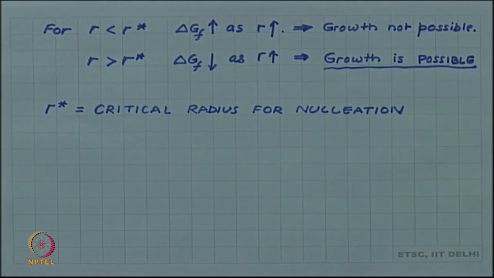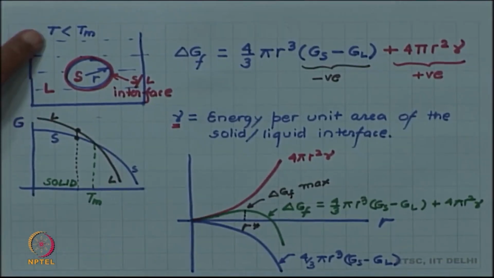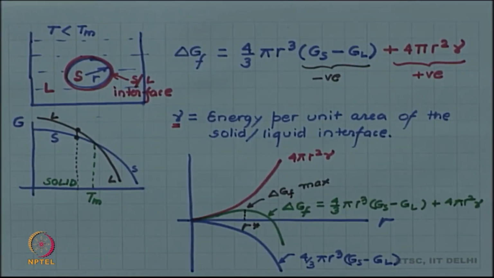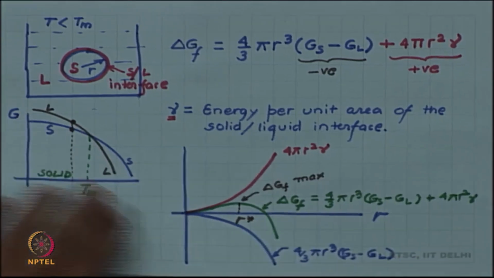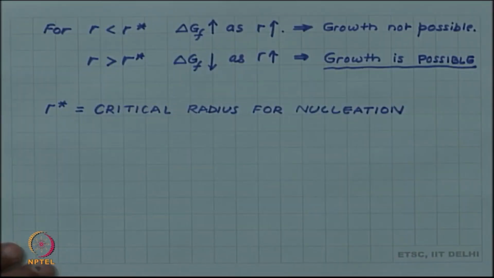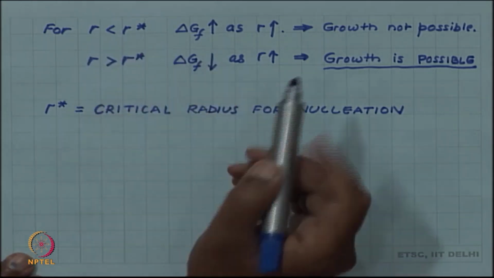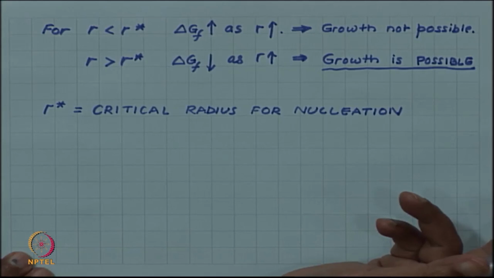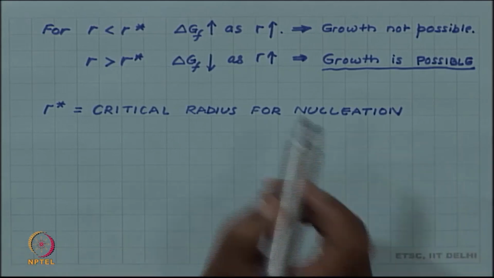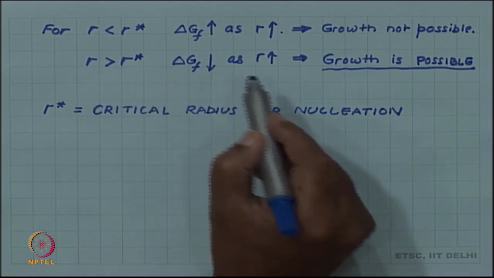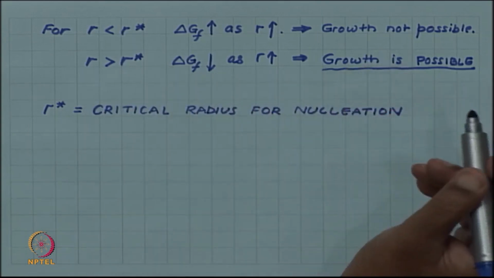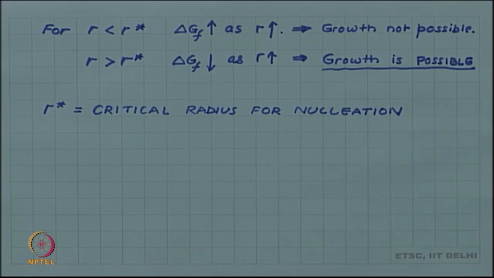So, nuclei cannot be less than a critical size. This is a very, very interesting result, because recall that we are talking about a temperature T which is less than the freezing temperature. So, even if the liquid is below the freezing temperature, a solid of radius R less than R star cannot form. So, one has to assemble a solid ball of radius greater than R star for the growth to be possible. So, this is the critical radius for nucleation.